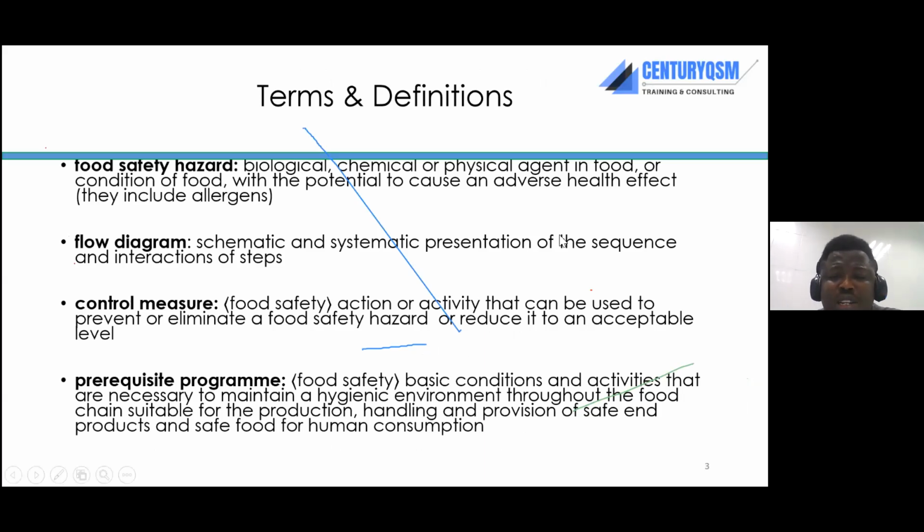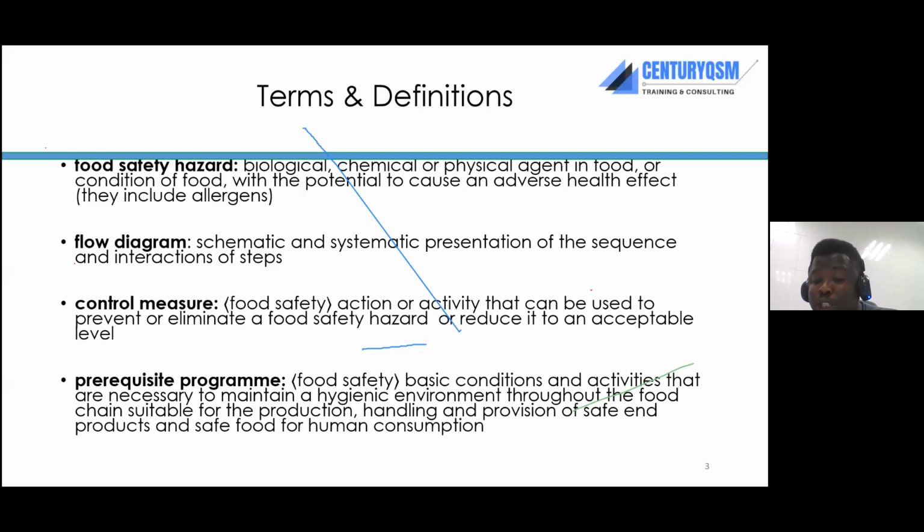So the next thing is flow diagram. A flow diagram is very, very important because a flow diagram summarizes your process from start to finish. You understand? It's just a schematic representation, a diagram that represents the flow of your process, how one process interacts with the other. So that is what a flow diagram is. Because you're going to be hearing me mention flow diagram, it is also part of the preliminary steps that you must take before you carry out a hazard study.